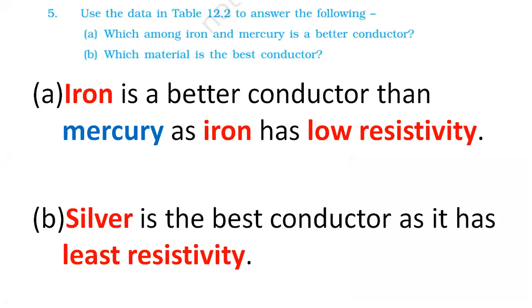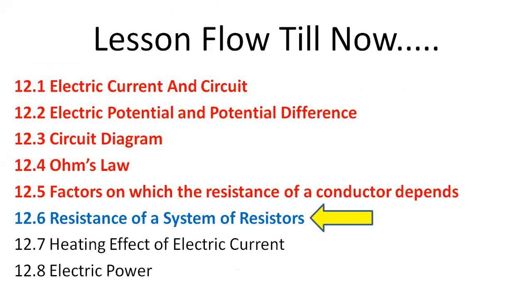Okay, for the second one. Now what we are going to do today is, we have completed 12.5. The total points available in our textbook are 8, out of which we have covered 5. Today we are going with 6. 12.6 is not that simple. It has a combination of resistances, that is, series and parallel. So at least we will try to complete series today.